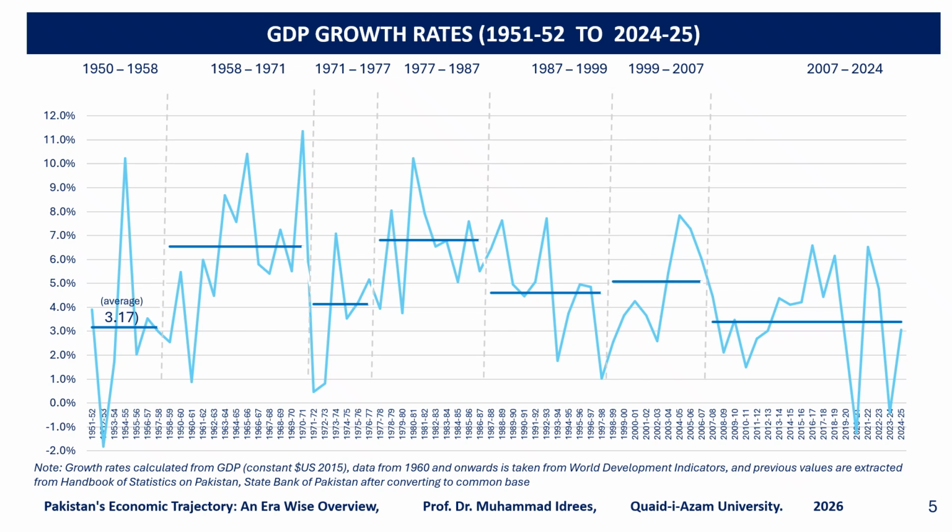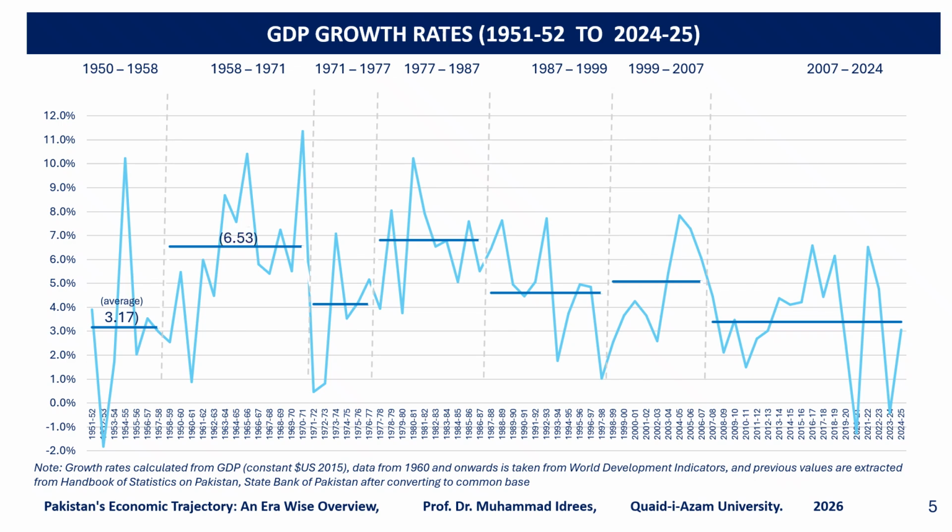During the first regime, the average annual growth rate of GDP was 3.17%. Considering it was a new state, there were many challenges. 3.17 is a good, acceptable average growth rate during the first regime.